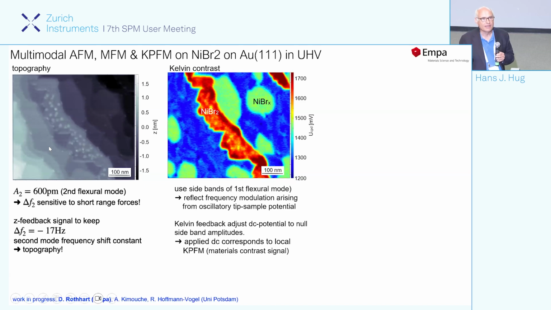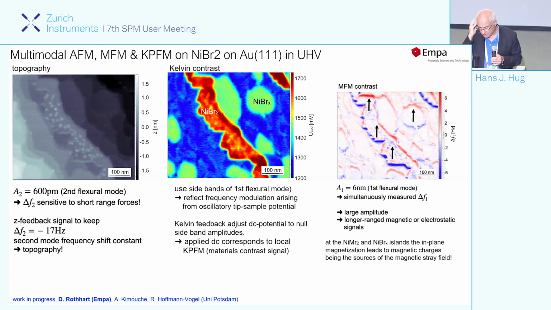And now again, simultaneously, to measure the topography, we keep the second mode frequency of the cantilever constant, and that's actually the travel of the Z piezo to get a constant delta F2. Now, we simultaneously record the delta F1. That's the frequency shift of the first mode. And it's not shifted by the electrostatic signals, because the local electrostatic signals we compensate with our Kelvin control. So what is left over is the magnetic signal. And that's what you see here.